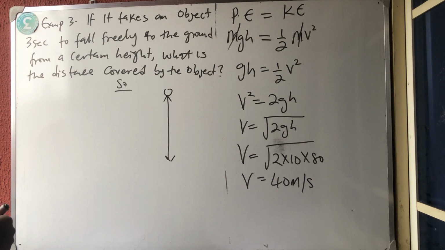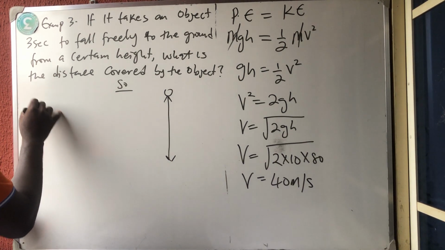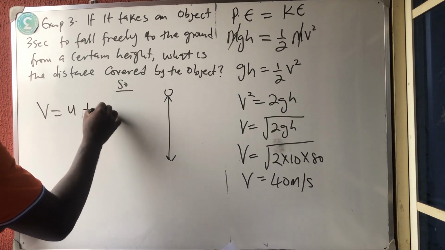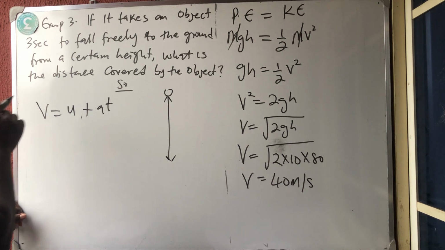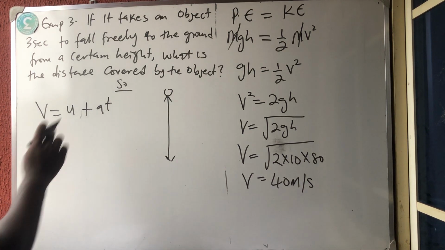So in projectile motion, let's calculate the time of flight. Calculating the time of flight, we are using the first formula. We said that v is equal to u plus at. So the final velocity is 0.